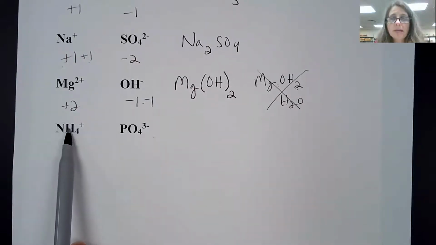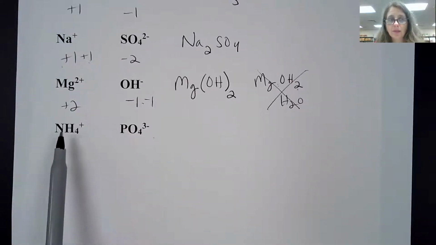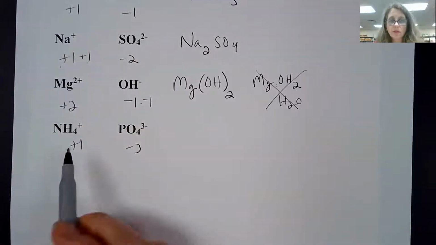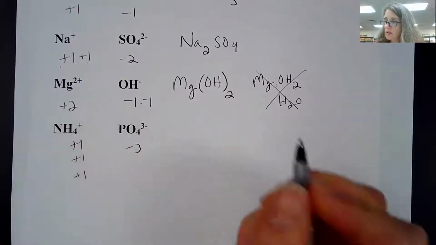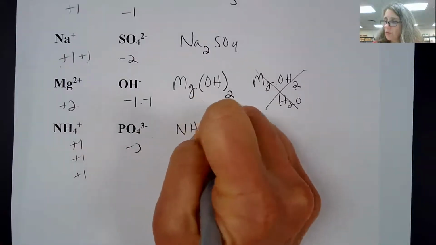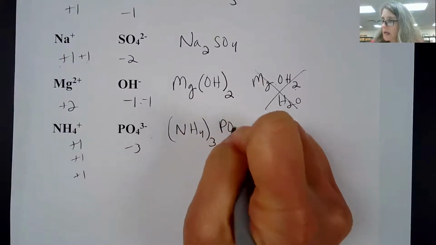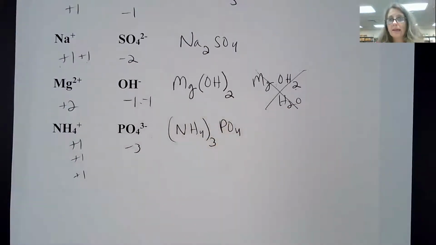So this is ammonium. This is the only positive polyatomic we have, and this is my -3. So I have a +1 and a -3. So I need 3 of the +1s. So I have to put NH4, hug my polyatomic and put a 3 on the outside, and then put PO4 on the end.